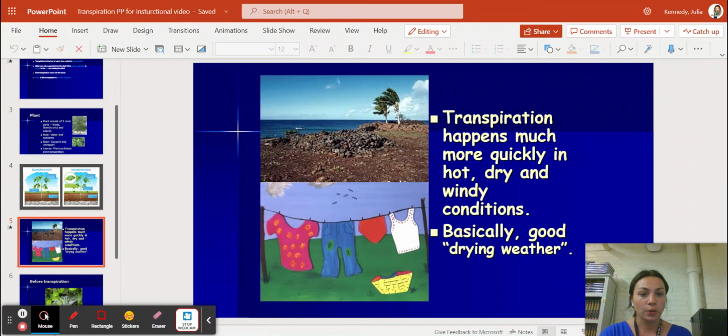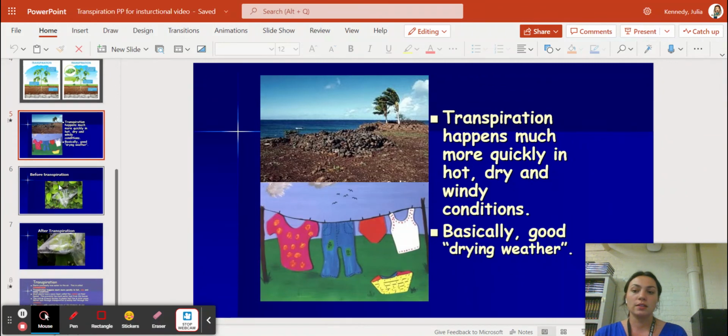Transpiration happens much more quickly in hot, dry, and windy conditions. So basically, good drying weather conditions. We have some picture examples of good drying weather, right? Clothes on a clothesline are going to dry much faster when the temperatures are higher, when it's hot, dry, and also if it's windy.